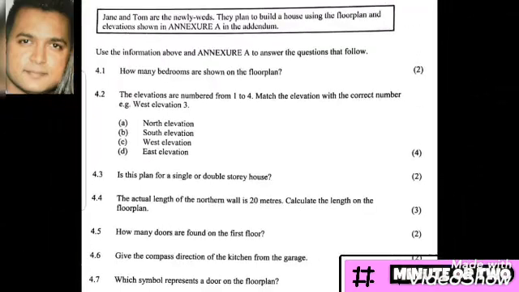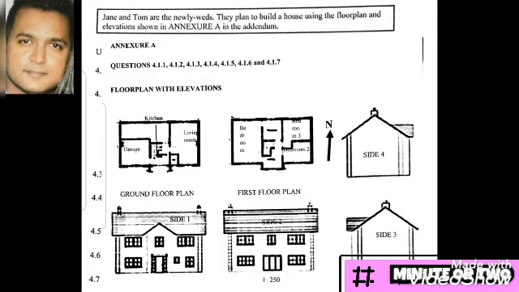Question 4, we have Jane and Tom are the newlyweds. They plan to build a house using the floor plan and elevations shown in Annexure A in the addendum. The addendum consists of annexures which you will use for particular questions. In this case, they've directed you to Annexure A, and if you look at the additional addendum given to you, you'll find that they are floor plans with elevations, and this is in relation to question 4. So you'll use this in answering your questions.